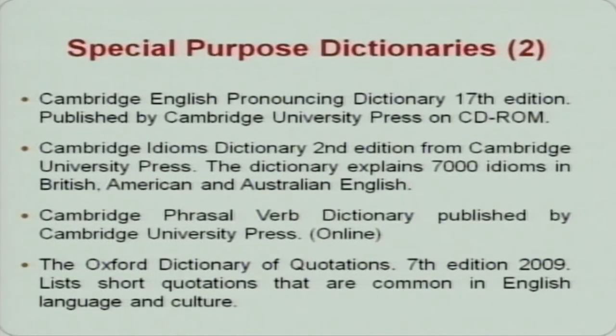Cambridge English Pronunciation Dictionary is an example. Cambridge Idioms Dictionary is another example of this. You can have Cambridge Phrasal Verbs, and the Oxford Dictionary of Quotations, whose 7th edition was published in 2009. So basically it gives you short quotations. So these are some examples.